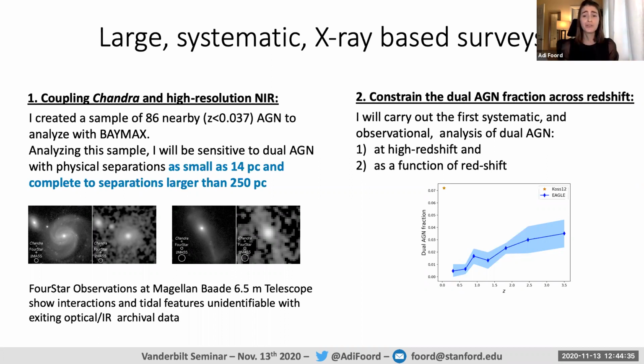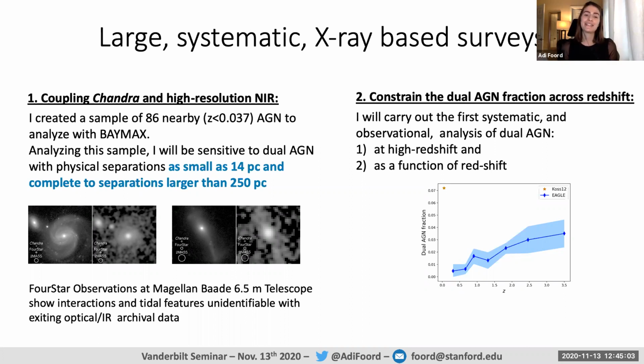So the first project is looking at this sample of nearby AGN, where, given how close the AGN are and given the abilities of BAYMAX, I'm going to be sensitive to any dual AGN with separations as low as 14 parsec and complete to separations larger than 250 parsec. So this is a really interesting regime of separation space where you're beginning to near the binary AGN phase.